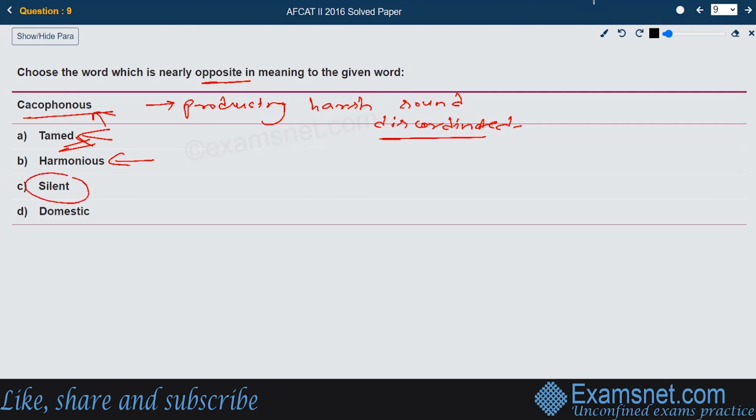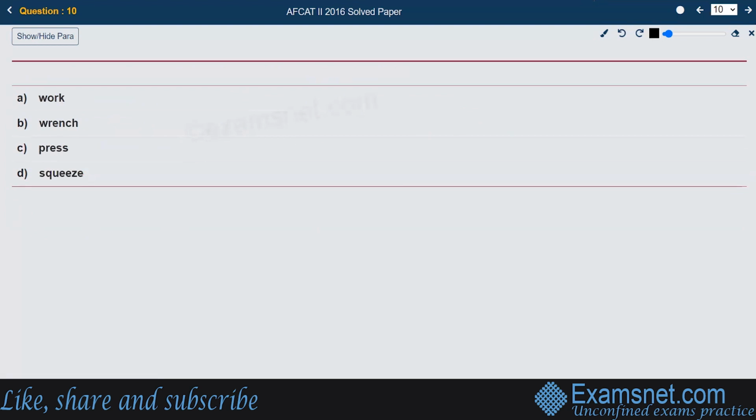Silent is very well known: if you don't speak anything, that is what silent means. Another one is domestic. Domestic means what you can keep at your house. So the right answer as the opposite of cacophonous should be harmonious, a sound or a tune that is in a particular pattern in a coordinated way. So the right answer is option B. Next.